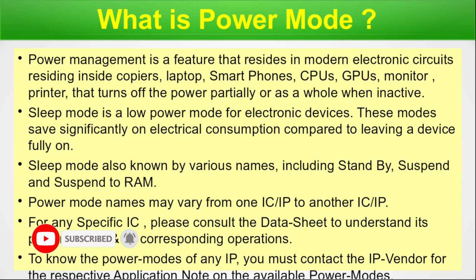To know the power modes of any IP, you must contact the IP vendor for the respective application note on the available power modes. Here, the factor is different. Here, you are inside the VLSI industry, working maybe on an ASIC project or a mixed signal project or an analog project, and you are buying an IP from a third party vendor. So where will you get all the information about the power modes? You will get it by asking the IP vendor for the application note on that particular IP, or, in case instead of an application note they have a datasheet of that particular IP, they can supply that. You can get the power mode details from there.